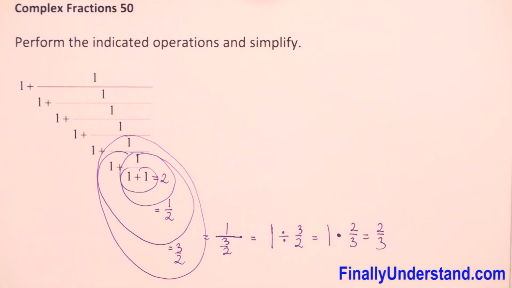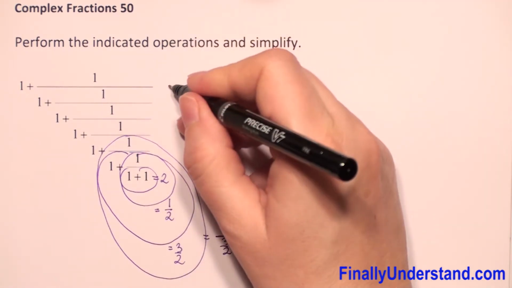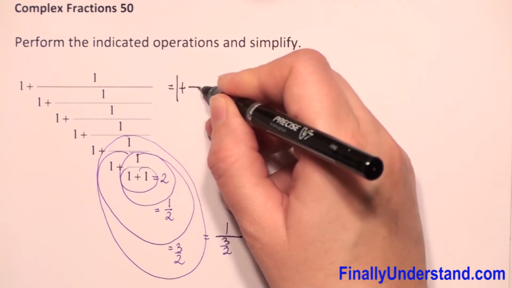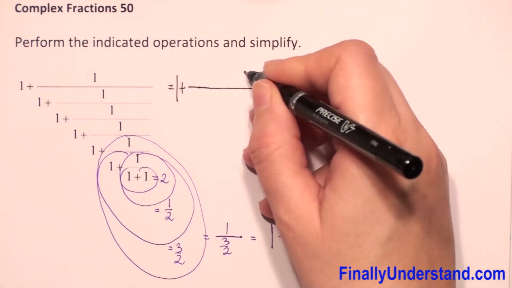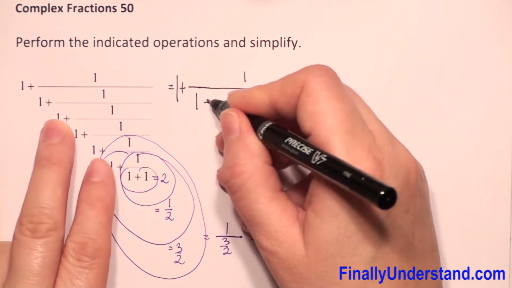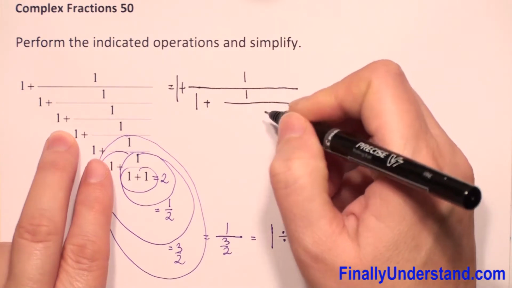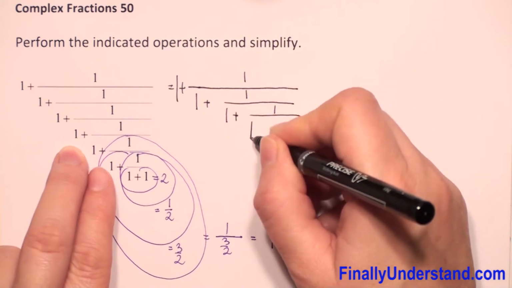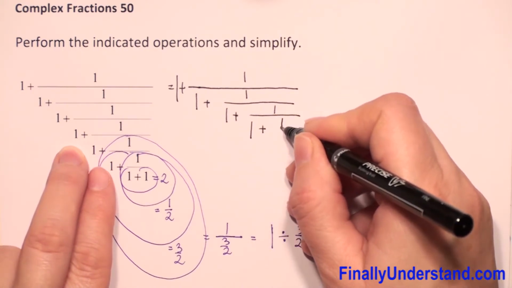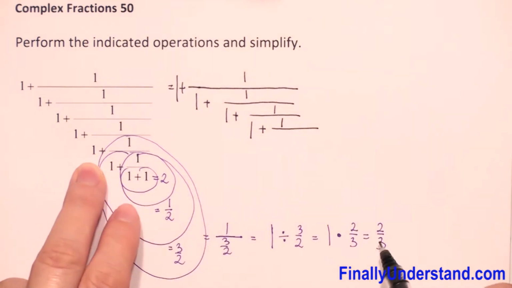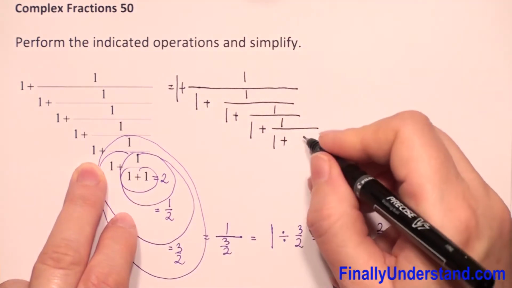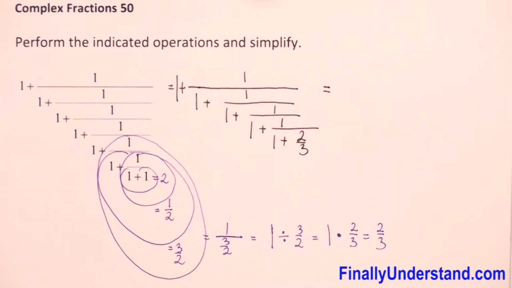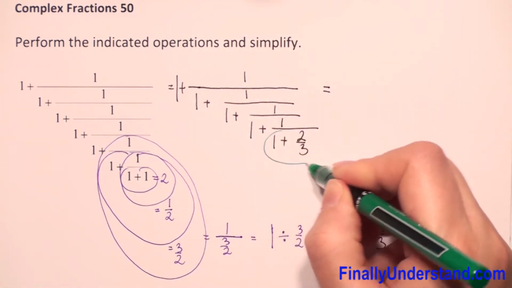So let me maybe copy this. We have the equal sign, and we have first 1 plus the main fraction bar, and we have 1 over 1 plus 1 over 1 plus 1 over 1 plus 1, and here we have 1 plus 2 over 3. So this is equal to 1 plus 2 over 3.